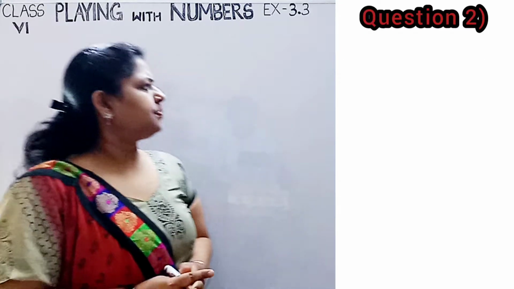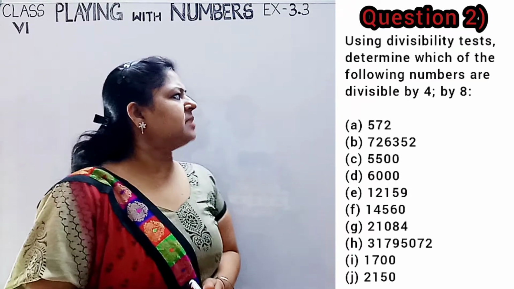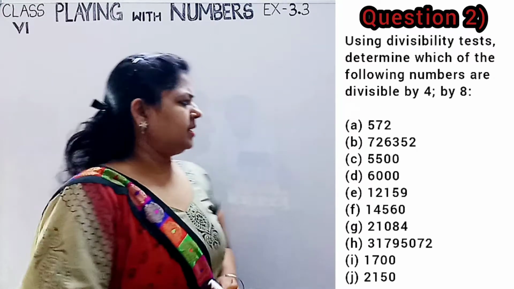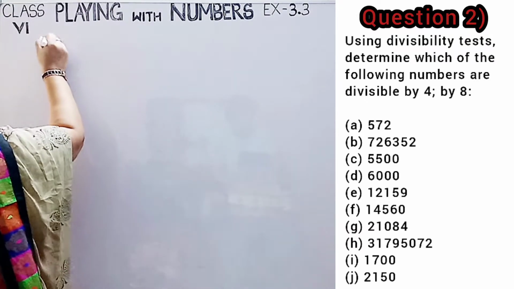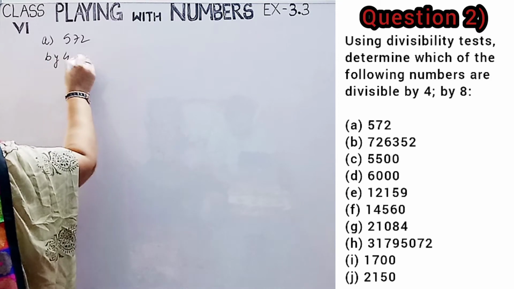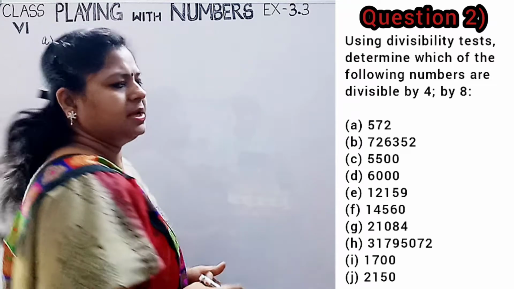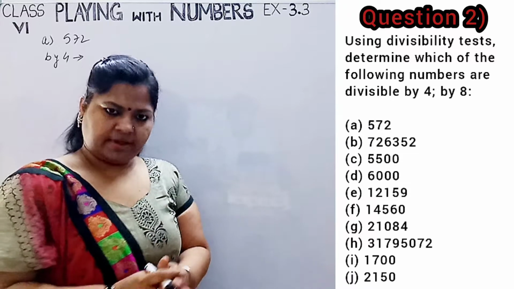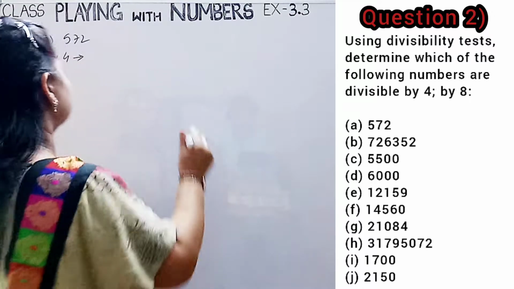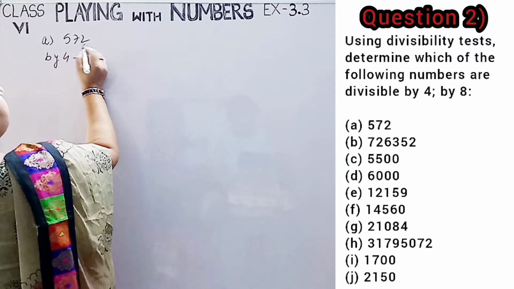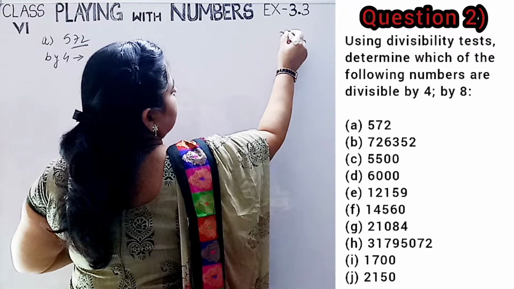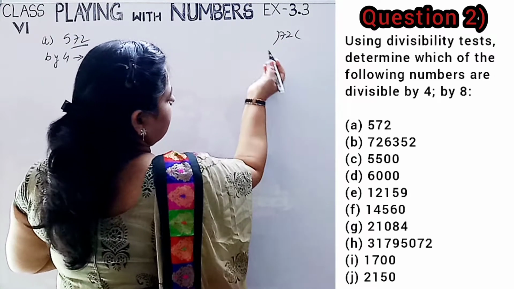Question number 2. Using divisibility test, determine which of the following numbers are divisible by 4 and by 8. So here A part is 572. First we start with by 4. We have already learnt that a number is divisible by 4 if the number formed by last two digits is divisible by 4. So in 572, 72 is last two digits of this number. So we have to check 72 is divisible by 4 or not.